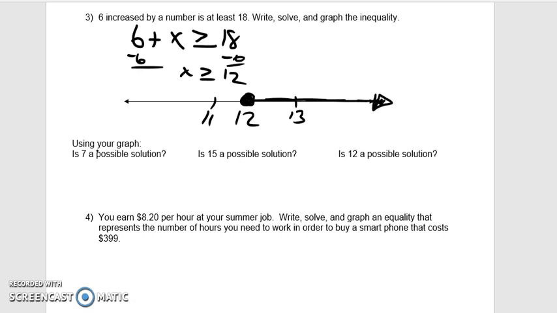All right, is 7 a possible solution? Is it part of the shaded portion? No, 7's over here, so that's no. Is 15 a possible solution? Yes, because it's over there, so that's a yes. Is 12 a possible solution? Yes, it's shaded in, so I can use that particular number, so that is a yes, that's there.